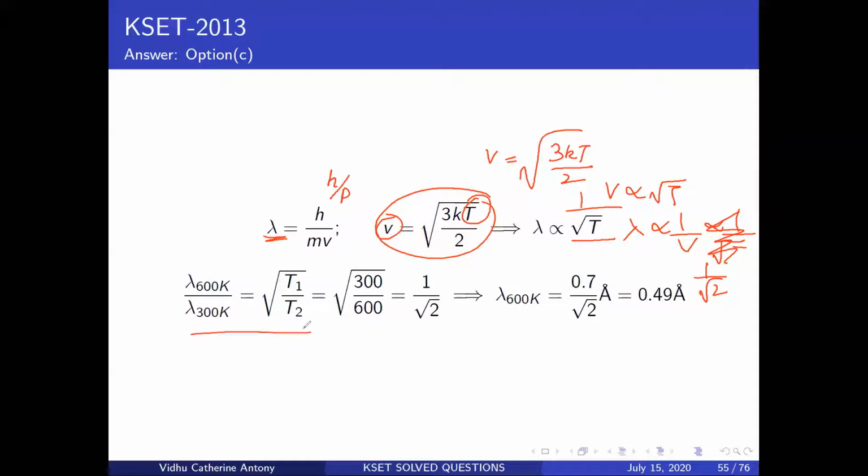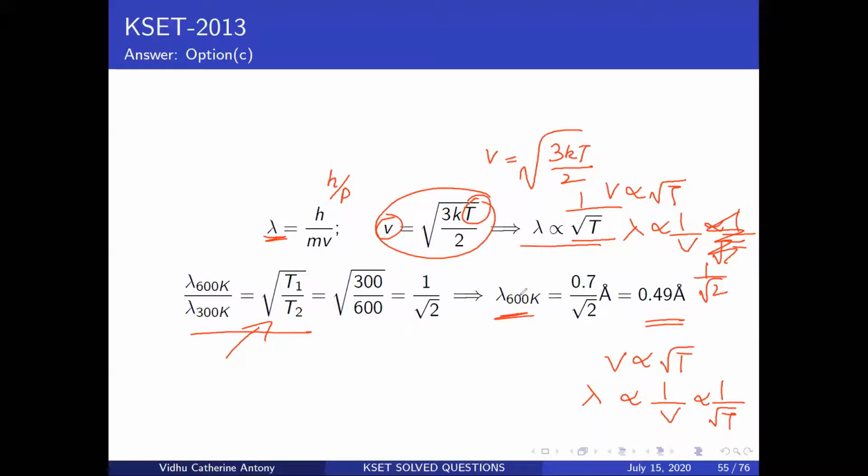So you can calculate this out, and you should be getting this answer. What you have here is your velocity is proportional to root of T. Lambda is proportional to 1 by v, which is proportional to 1 by root of T. I made a typo here. I think this is pretty correct, but I forgot to add a fraction. So here you have a root of 300 divided by 600. You have 1 divided by root of 2. This is pretty trivial, you can calculate this out.